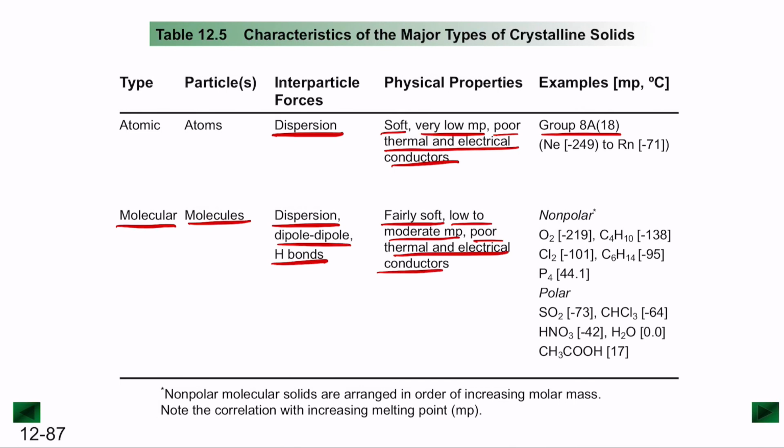So non-polar molecular solids are oxygen, butane, chlorine. We have hexane and phosphorus. Polar molecular solids are sulfur dioxide, chloroform, nitric acid, water, and acetic acid.